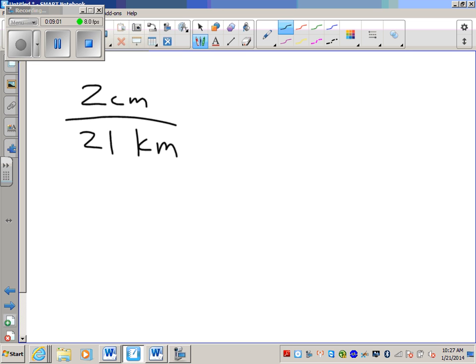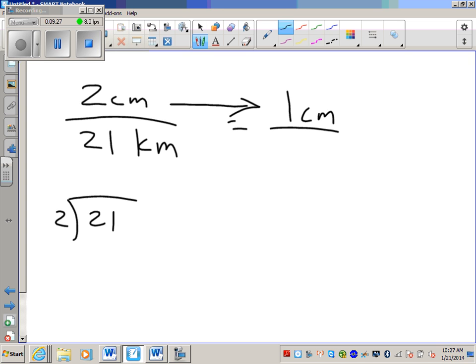If you would prefer, could you set up an alternate scale that you could use as well? Can you come up with another one that would mean the same as 2 to 21? How would I get from 2 to 1 using division? Divide by 2, so let's divide 21 by 2. And that's 10.5.